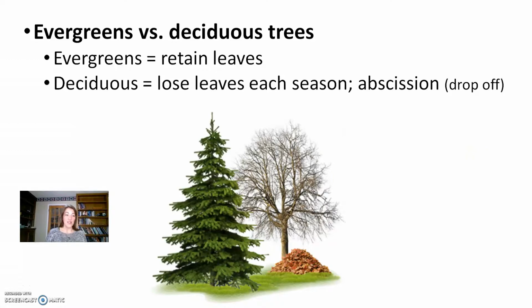Now let's talk about these terms, evergreen versus deciduous trees. Evergreens retain their leaves; they do not drop them. It's easy to remember: evergreen, they're always green. Deciduous trees lose their leaves each season, and it's called abscission, which means to drop off. So in fall, when you see all the leaves changing colors and everything like that, those are deciduous trees.